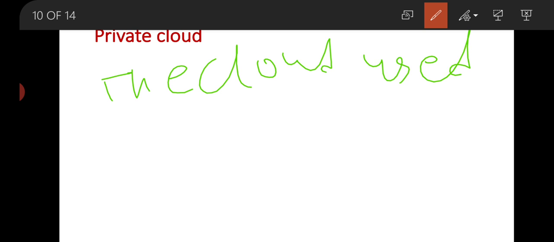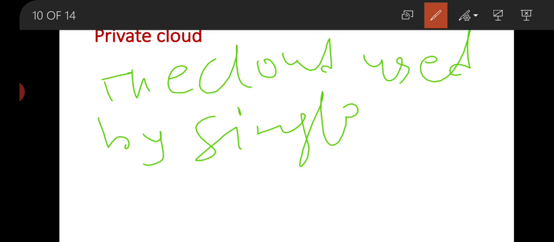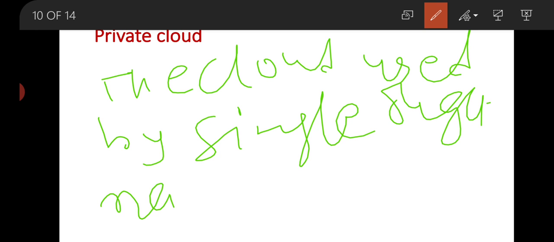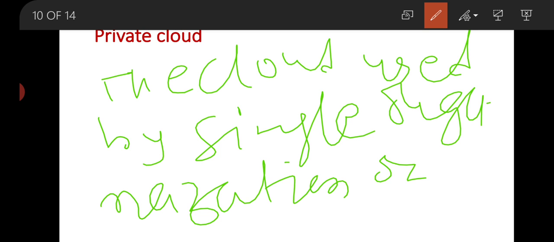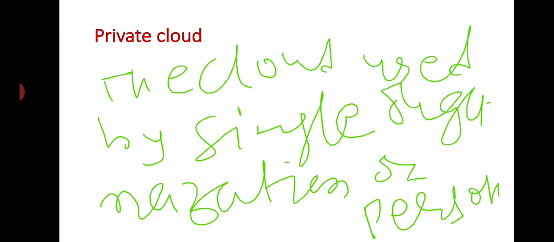Now first one is private cloud. Private cloud refers to the cloud used by a single organization or person. This is called private cloud.